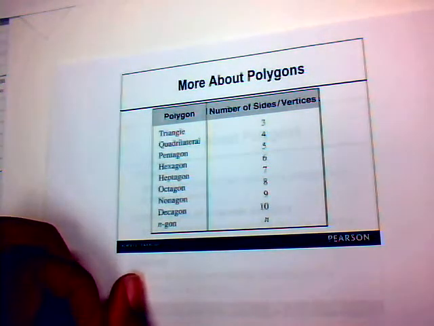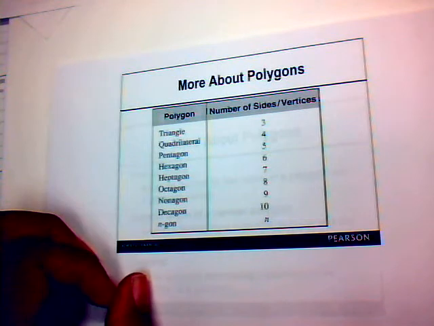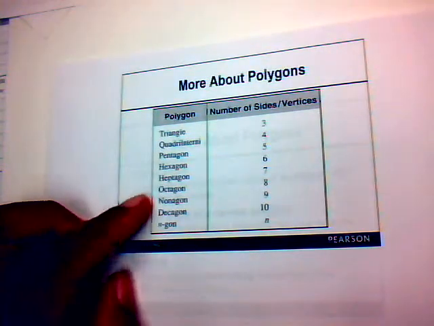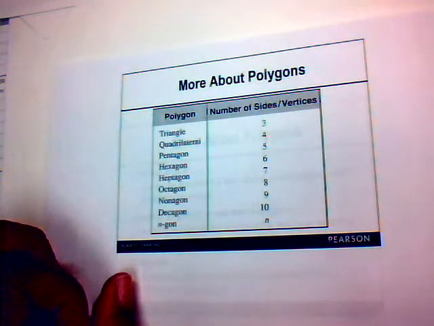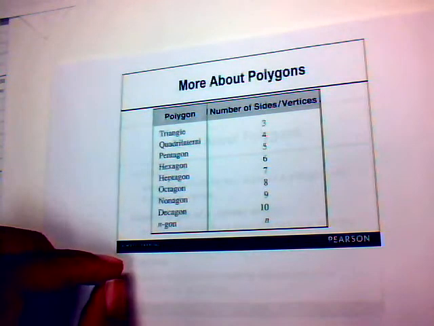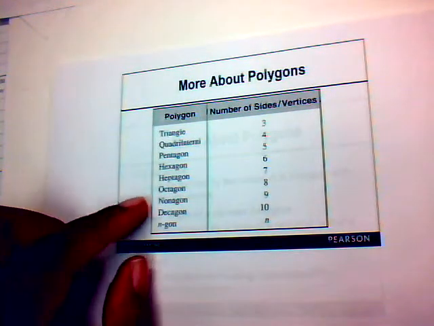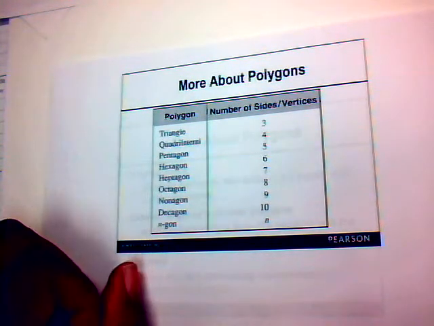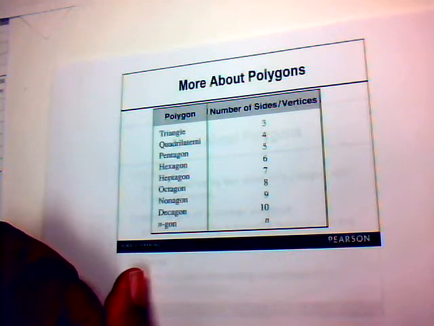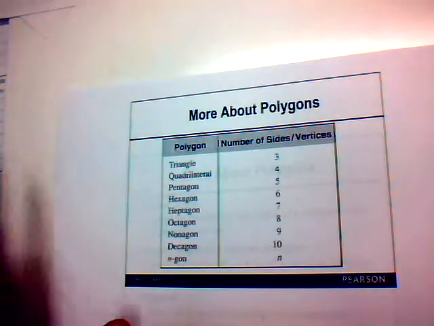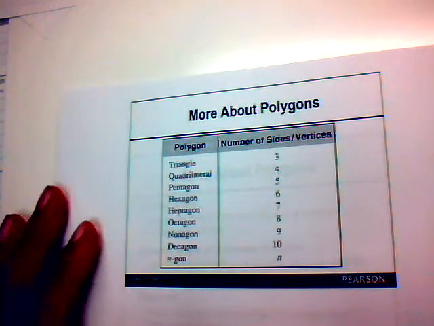A hexagon has 6 sides. A heptagon has 7 sides. An octagon has 8 sides. An illustration of that would be a stop sign. A stop sign has 8 sides. That's an illustration of an octagon. A nonagon has 9 sides, and then a decagon has 10 sides. And of course, an n-gon is just a geometric figure with n sides.